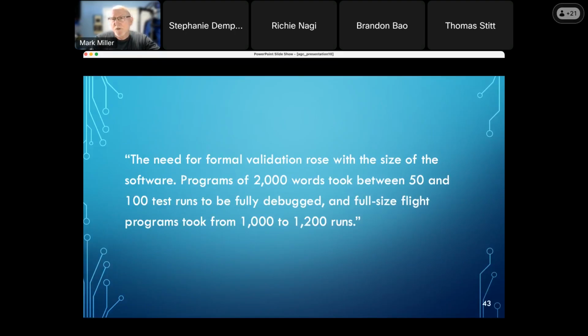Just some quotes from some reports that I found online. The need for formal validation rose with the size of the software. Programs of 2,000 words took 50 to 100 test runs, and full flight programs 1,000 to 1,200 runs. So a lot of testing.